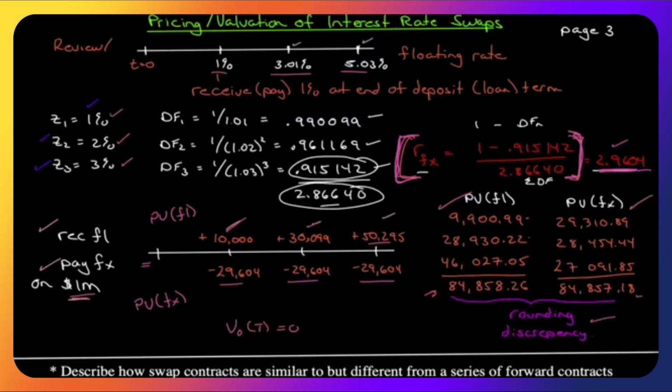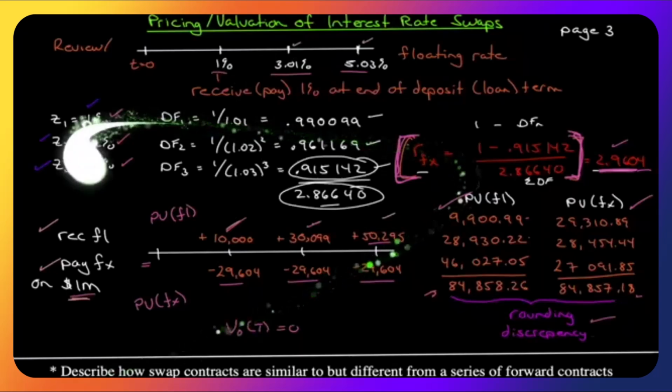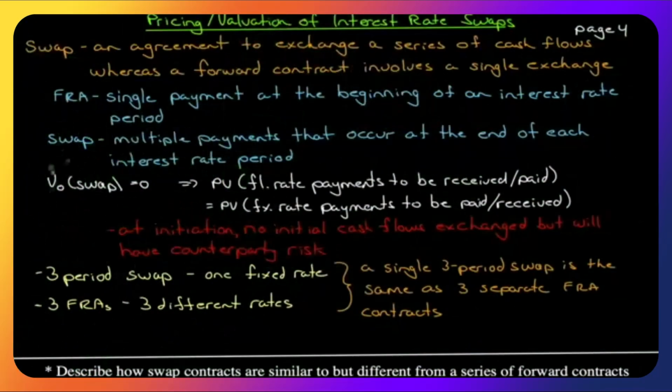Now, let's talk about a swap. All right, let's define a swap. It is an agreement to exchange a series of cash flows, whereas a forward contract involves a single exchange. The FRA, which we've already been introduced to, is a single payment at the beginning of an interest rate period. Let's draw out a timeline. And we're at this point in time, we enter into a forward rate agreement. Well, it is for this period of time. That's why we need a forward rate.